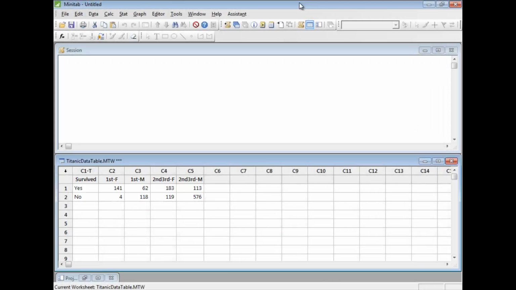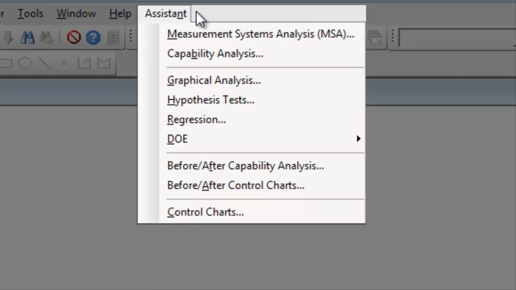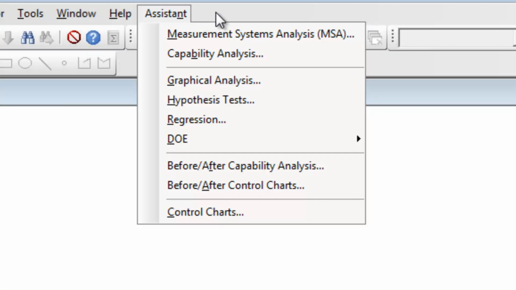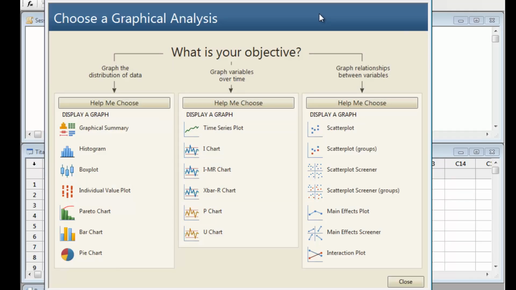A good first step with any data set is to visualize it with a graph. The assistant is an interactive menu that guides you through performing and interpreting your analysis. Select Assistant, Graphical Analysis, and choose the graph you need. The assistant's decision tree helps you choose the right graph based on your objective. In this case, we want to compare data across categories, so a pie chart is a good choice.